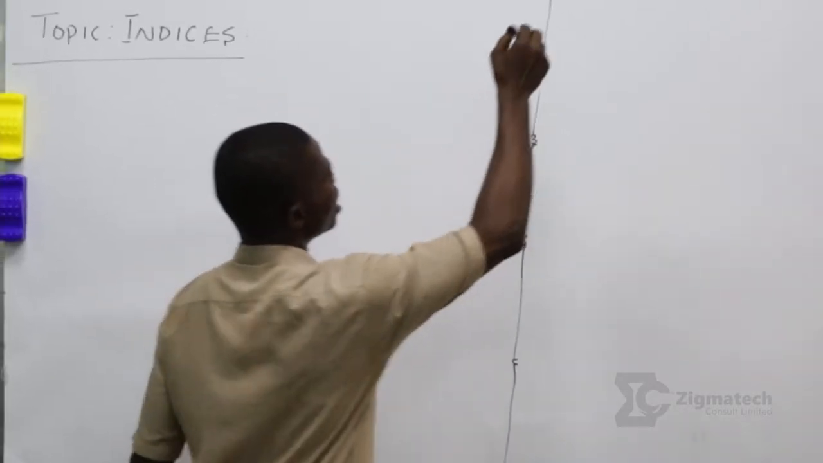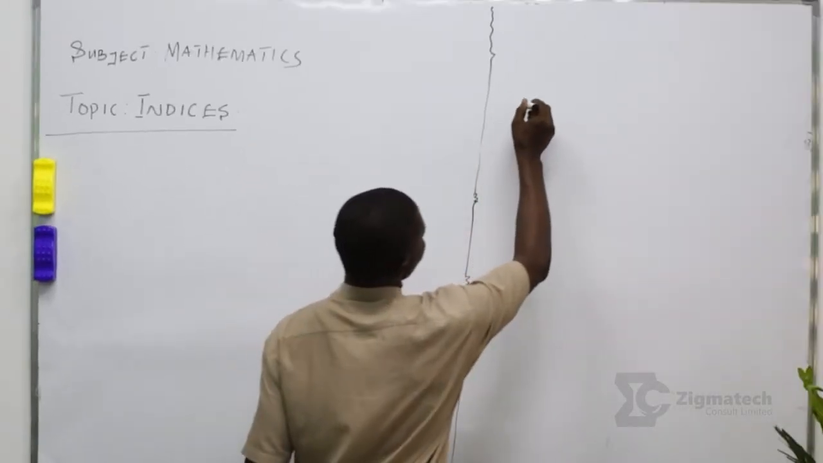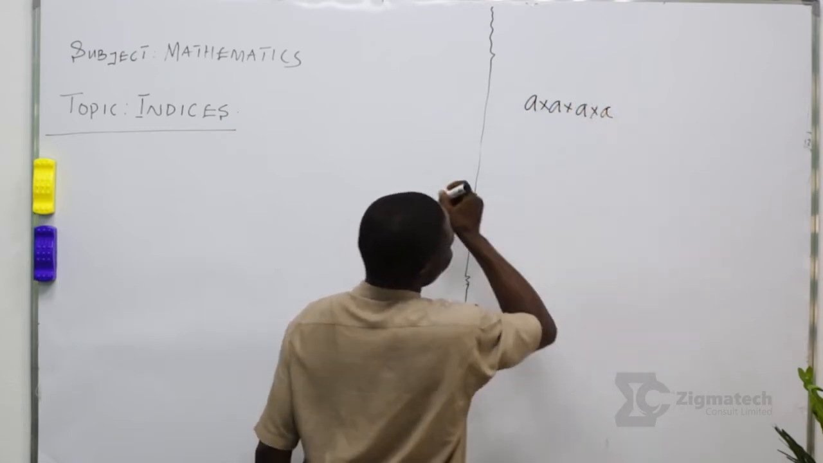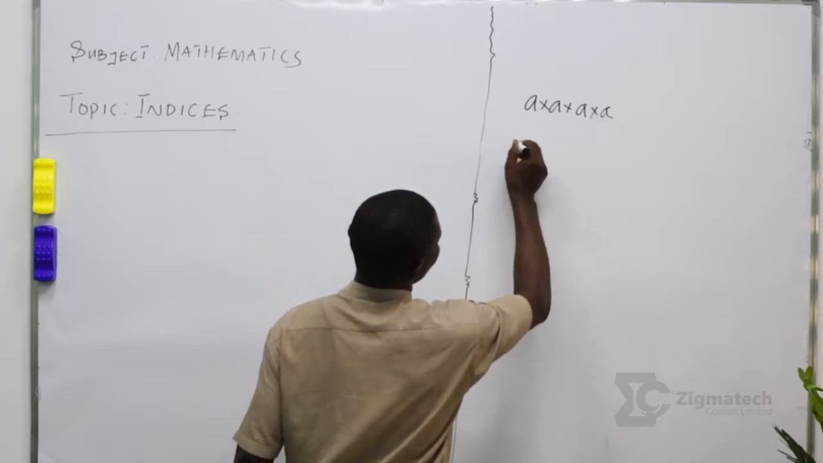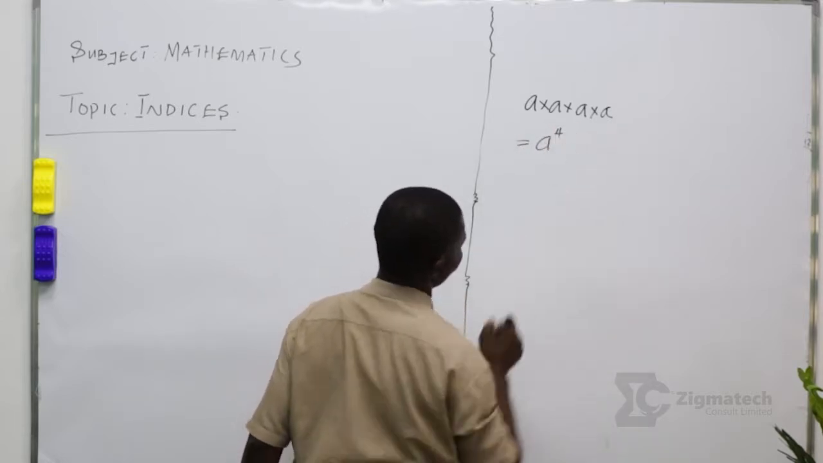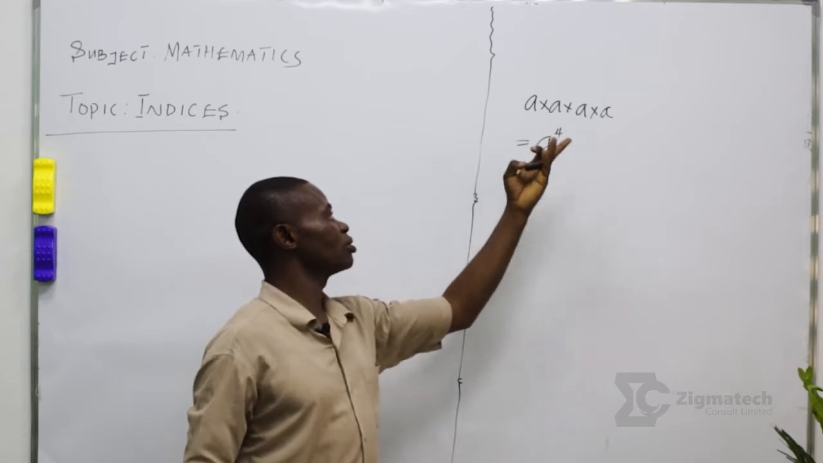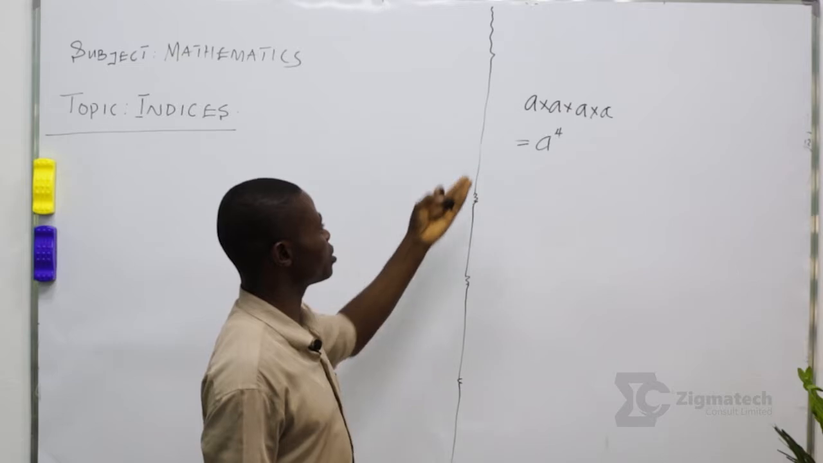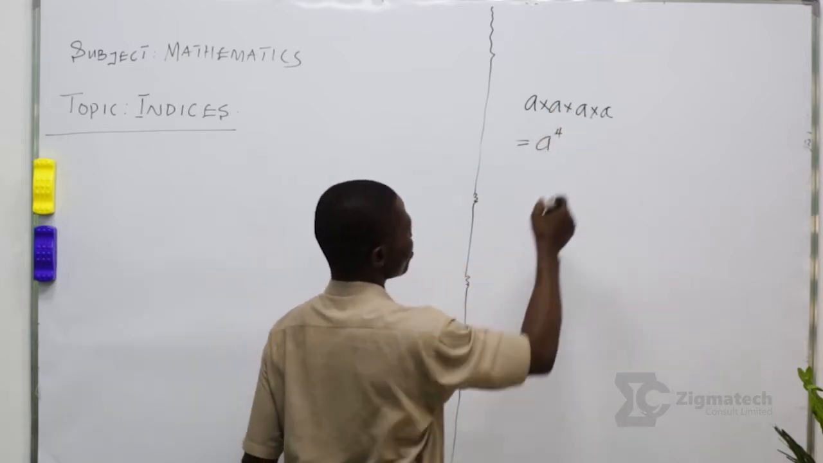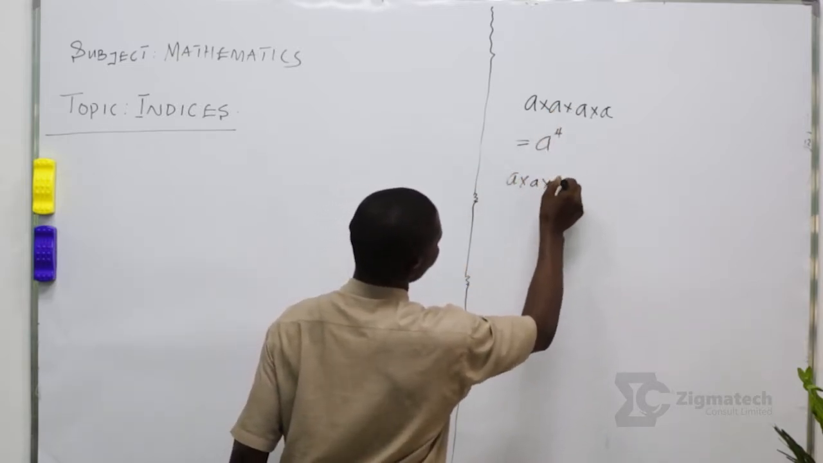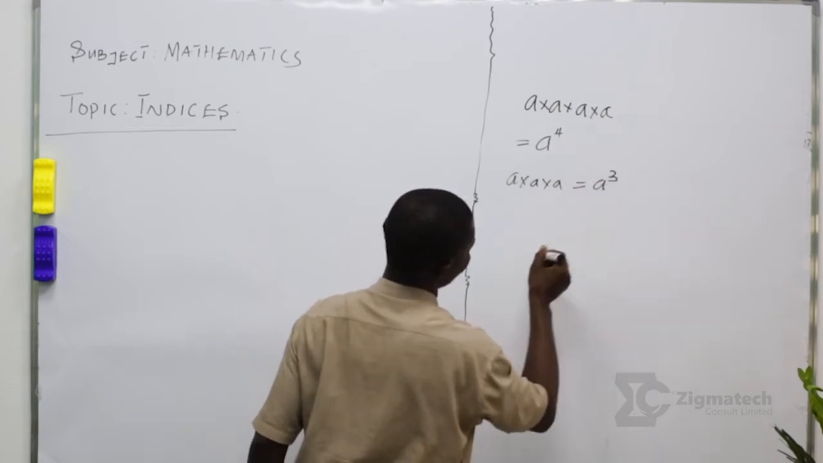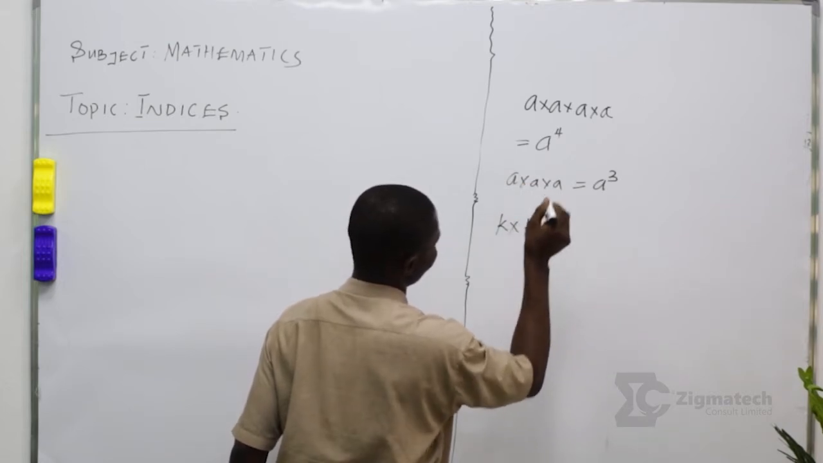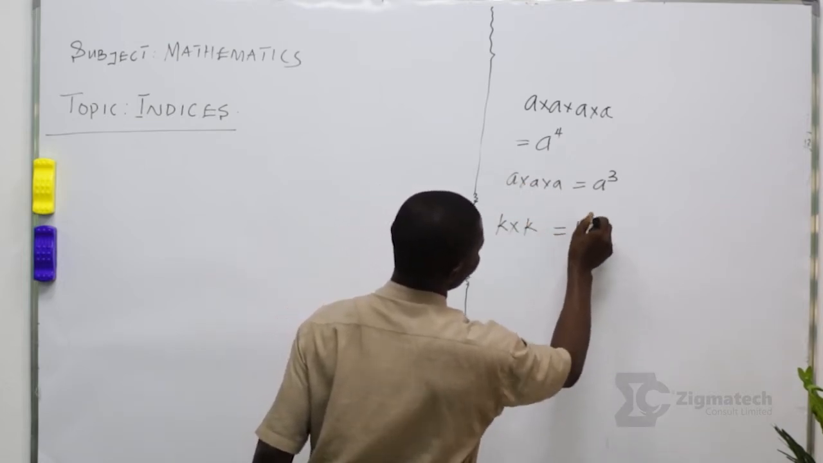Multiplication law. In the multiplication law of indices, when you have a multiplied by a multiplied by a multiplied by a, how many a's do you have here? It simply implies a raised to the power 4. This is the index we are talking about. So in terms of multiplication, when you have 4 variables multiplying themselves, the power is 4. If you have 3 variables, a times a times a, it will give you a power 3. Use another letter so that it won't look as if a is the only alphabet available. k times k means k raised to the power 2.